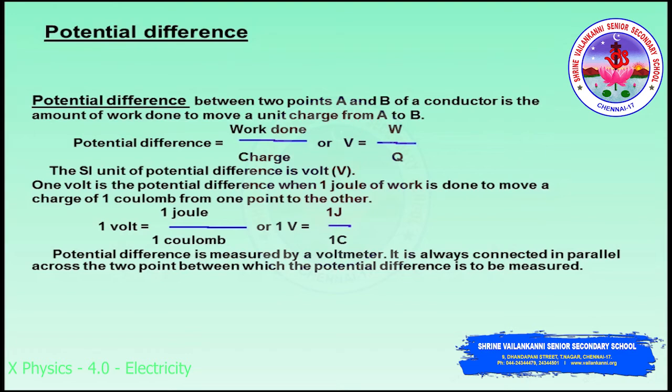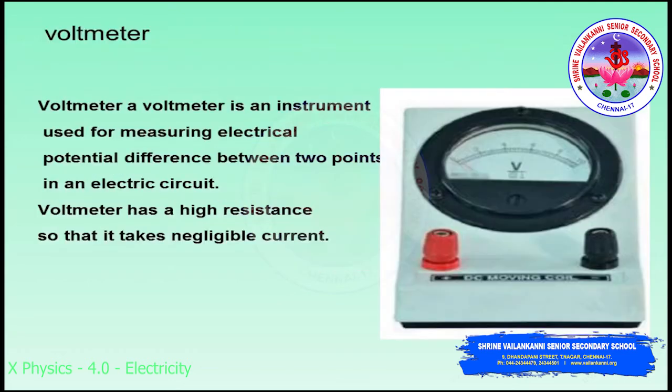It is always connected in parallel across the 2 points between which the potential difference has to be measured. See, this is the instrument which is used for measuring the electrical potential difference between 2 points, and this voltmeter always has a high resistance so that it takes negligible current.